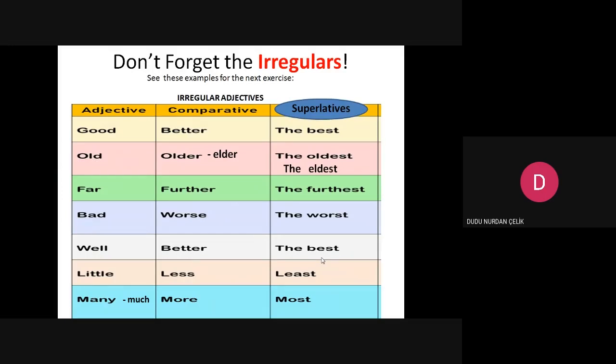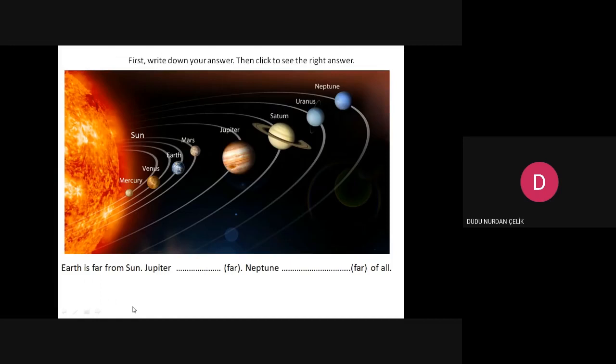Don't forget the irregulars. With the comparatives, I mentioned to you about irregular adjectives. But also in superlative forms, the same adjectives are irregular. How? Look at the adjective base form, no additions. These irregular adjectives are good, old, far, bad. Well is an adverb, but we added it to this list. Little, many, much.